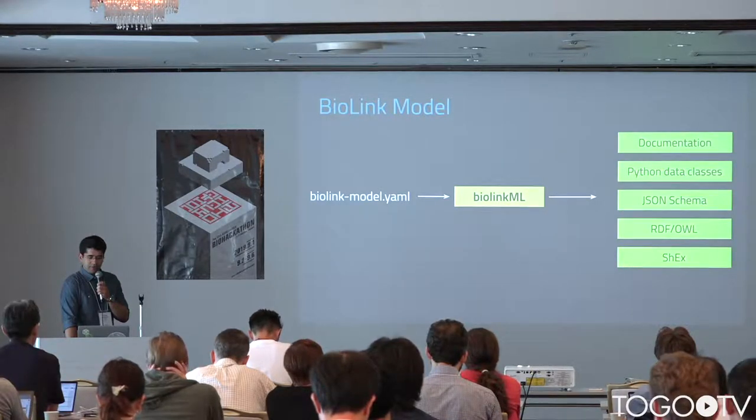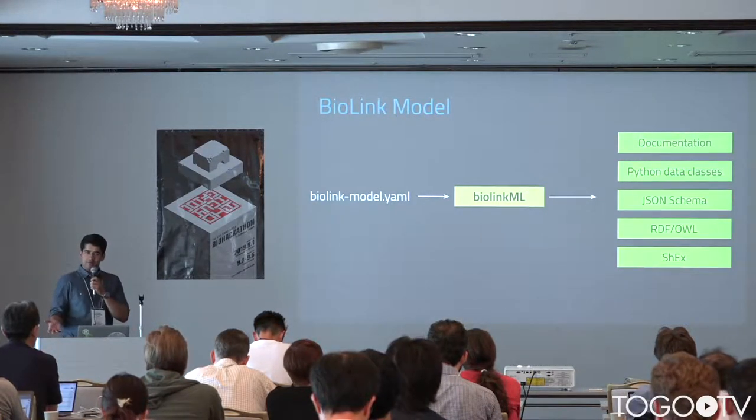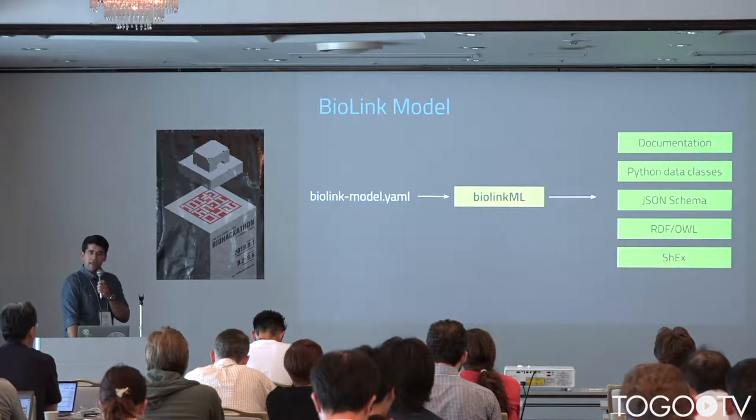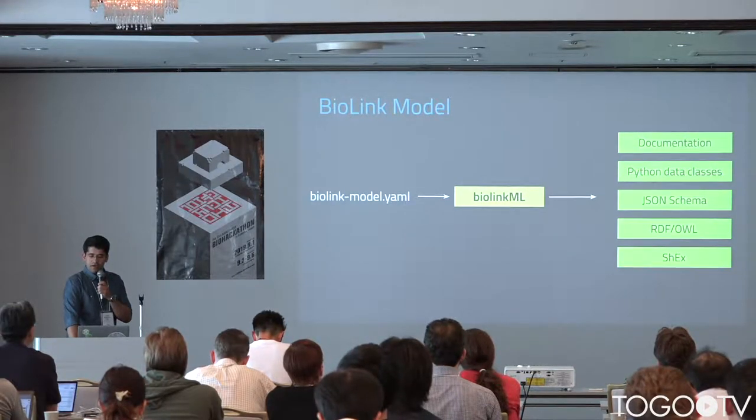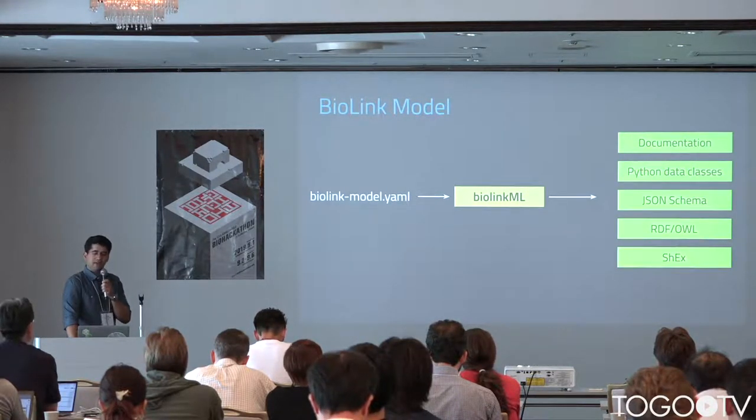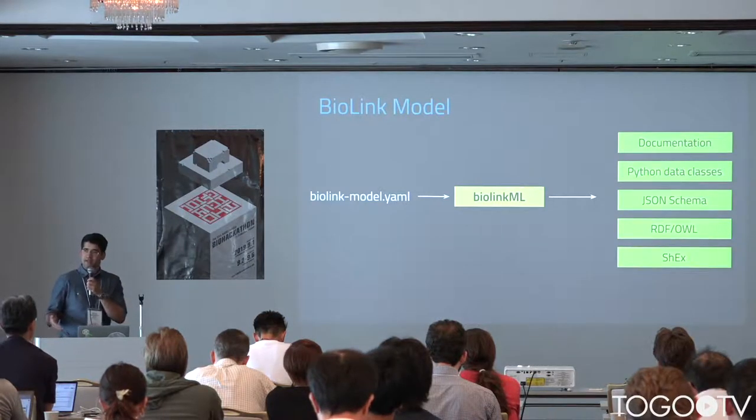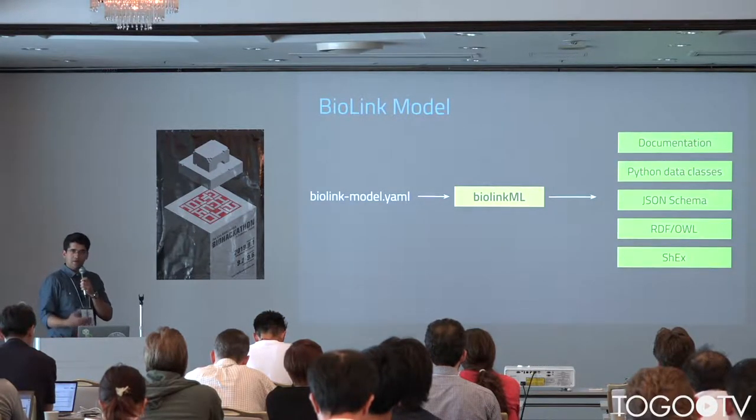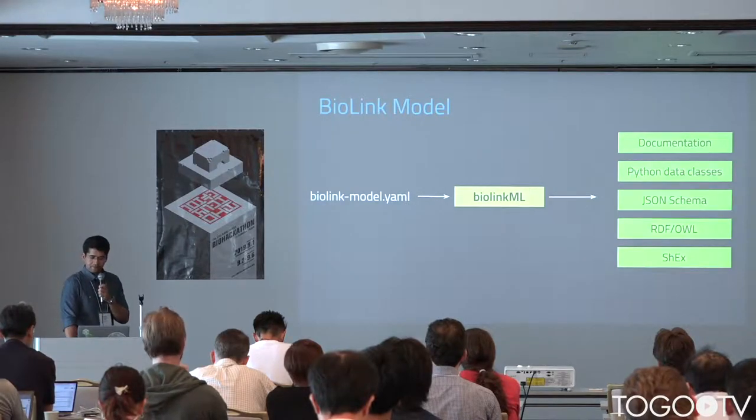The BioLink model is defined in a YAML file, which is considered to be the source of truth. This YAML file is then compiled by the BioLink ML package, which is a meta-modeling framework, which parses the YAML to generate documentation, Python data classes, JSON schema, RDF OWL, and shape expressions.